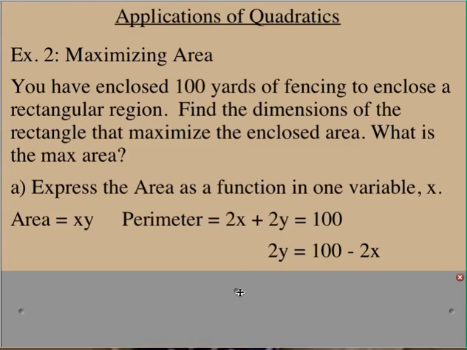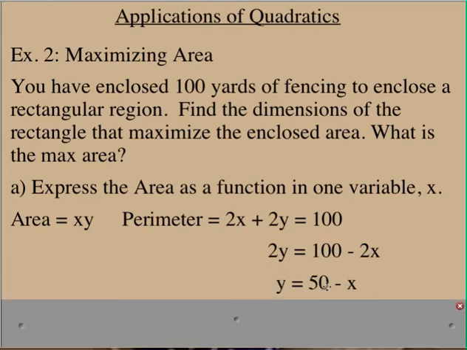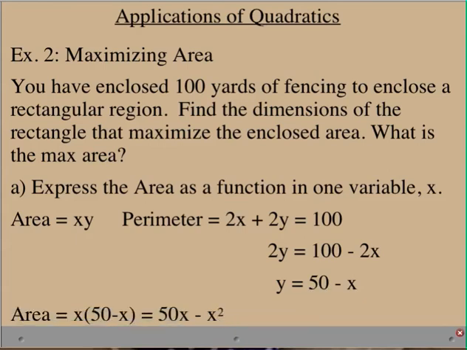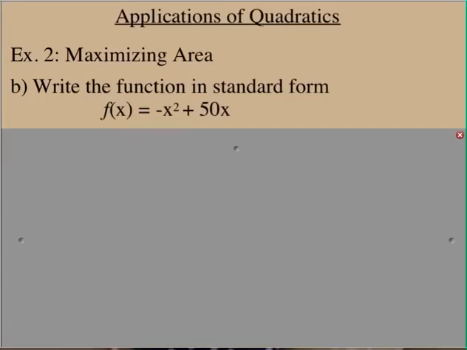So I'm going to subtract 2x from both sides and then divide by 2, so I get y equals 50 minus x. Then I'm going to plug y equals 50 minus x into the area formula in place of y, so area equals x times (50 minus x), and I simplify that to get 50x minus x squared. The second part says to write the function in standard form, so I just want to rearrange my formula so that I have my largest exponent first and then I descend the exponents by 1.